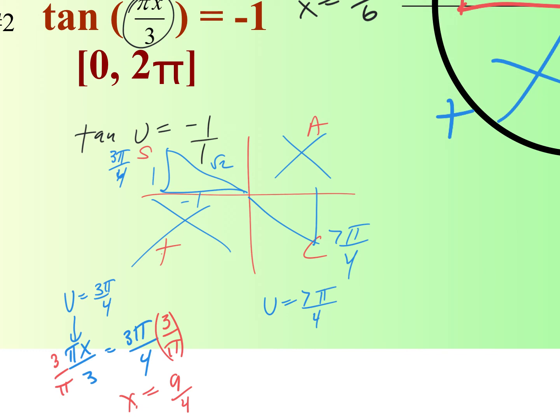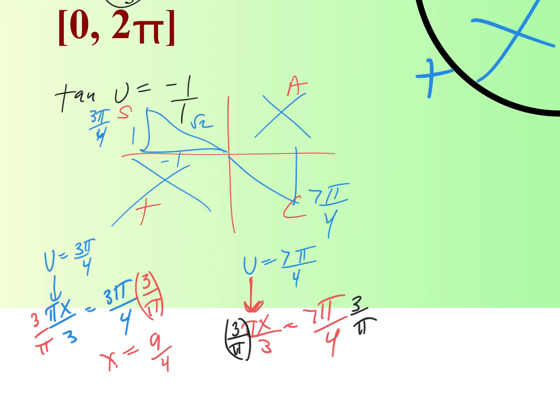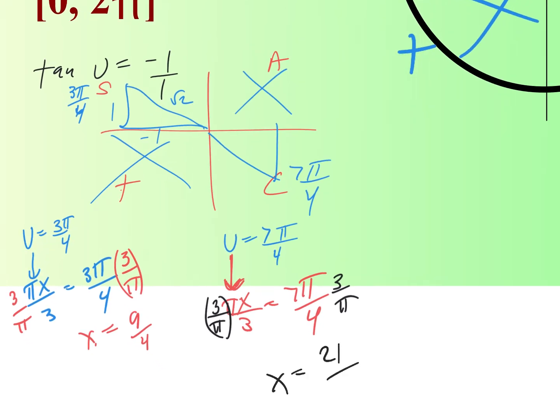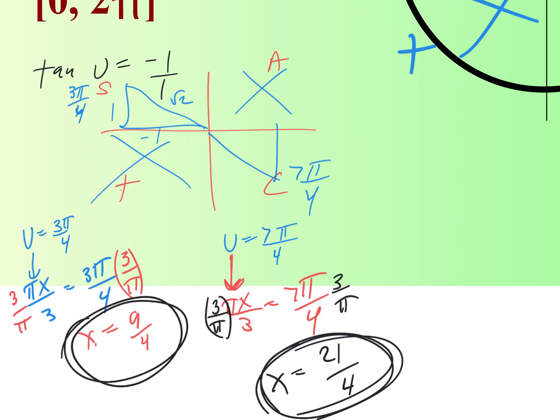Elise Breton, can you tell me how to do this right side? Replace the u with what? You would replace it with pi times x over 3. Keep going. And then multiply both sides by 3 over pi, and then that would come out to 21 over 4. You got it. 2 answers. 9 over 4, 21 over 4. Got a question? Not a question. Okay. All right.